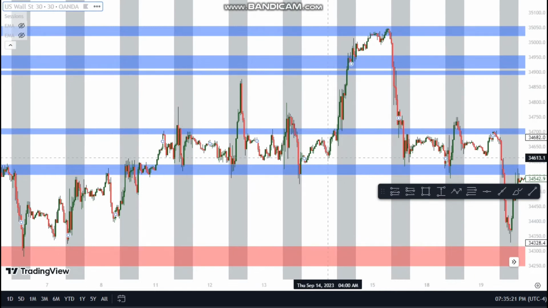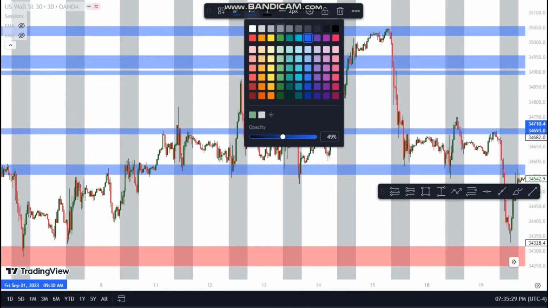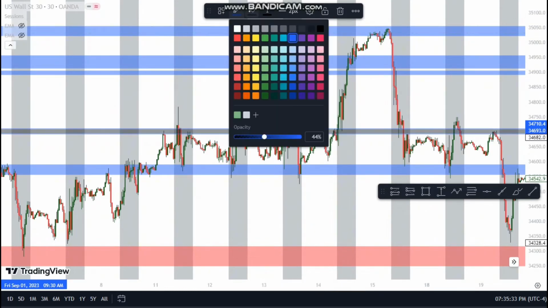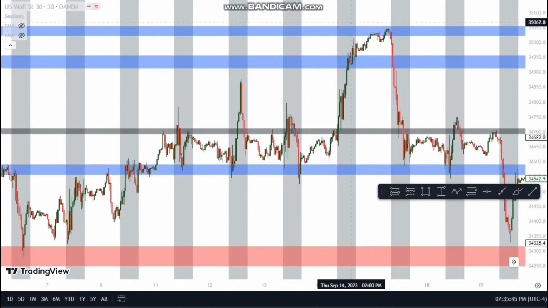Now you can see that the market broke above this level, and this is your secret bank level. You are going to change the color so that you will be able to identify it whenever you see it. So you can see that the market broke above, tested the secret bank level, pushed up. And don't forget, this is the 30 minutes time frame.